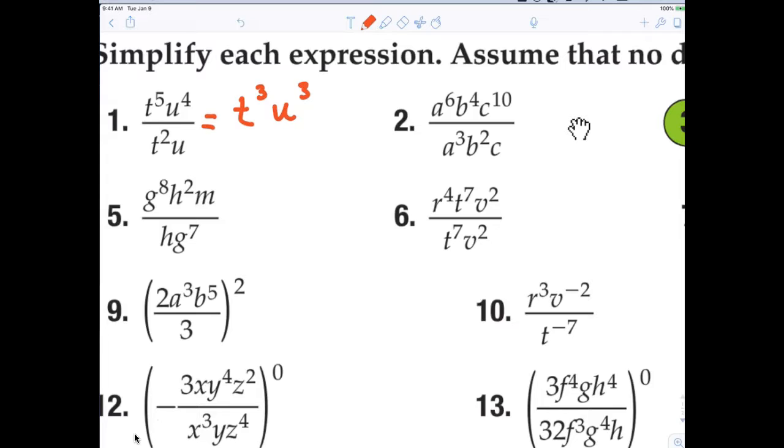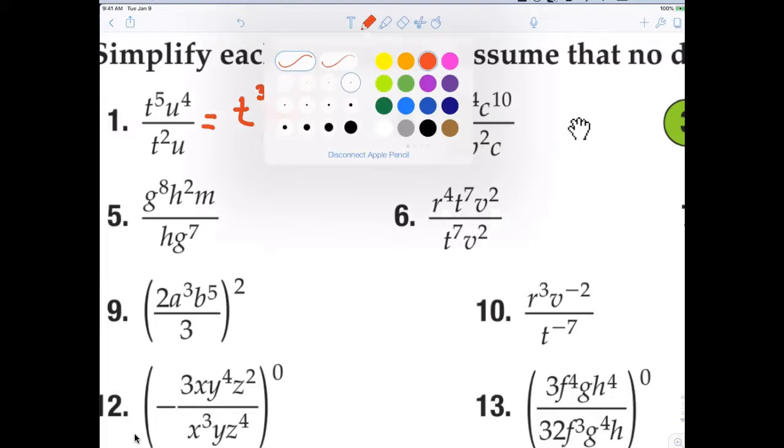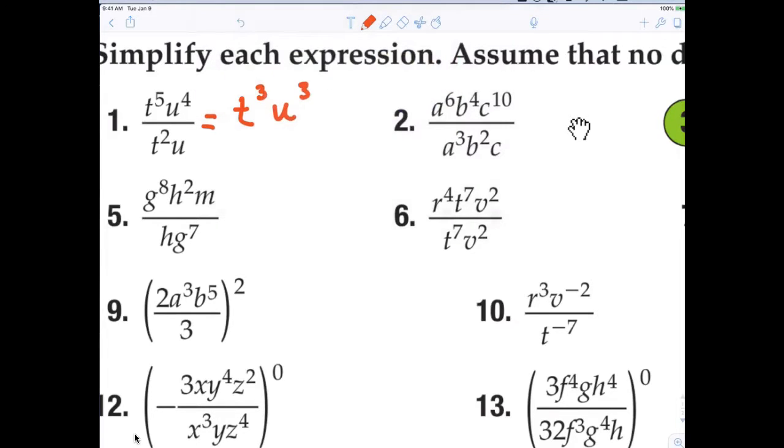All right? Now, I want to keep in mind, and this is a good practice, if I don't see an exponent, it's a what? It's a 1. Keep that in mind. All right? Now, remember what I'm telling you now.